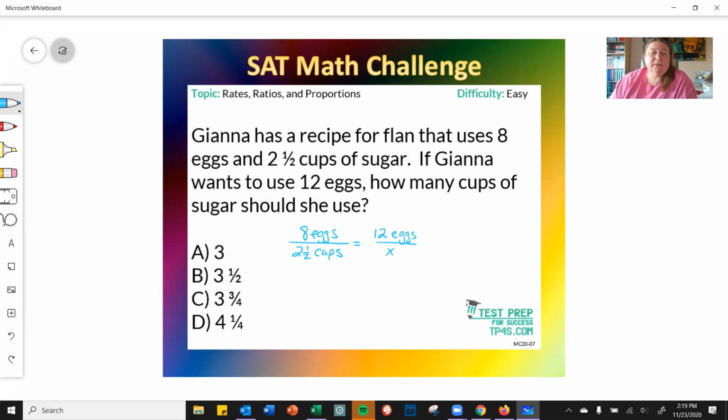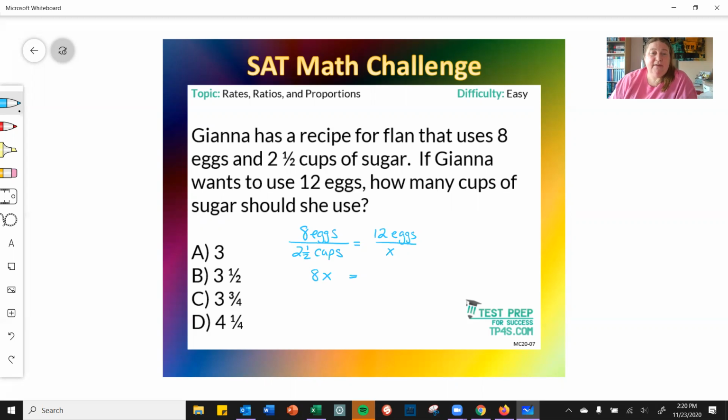Now this is a proportion, we'll solve it with cross multiplication. So 8 times x, that's the numerator times the denominator, equals 2.5 times 12. Now I don't like to multiply with mixed numbers. I much prefer improper fractions. So I'm going to go ahead and change this 2 1/2 to 5/2.